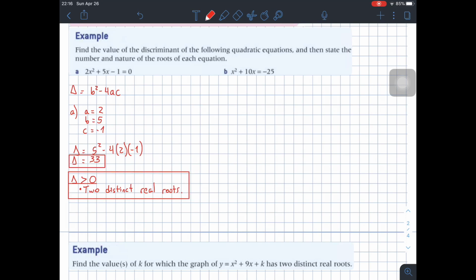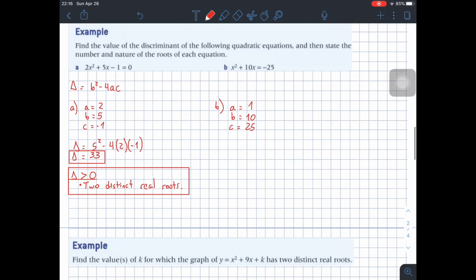Then if we go to B, we'll do the same thing. We'll identify A, which is 1 in this case, B is 10, and C, remember we need to take it to the other side, so C would be positive 25. Okay, so finally the discriminant would be, in this case, b squared, 10 squared, minus 4ac, and if we calculate this, this is 100 minus 100, right? Yes, so this is 0, okay?